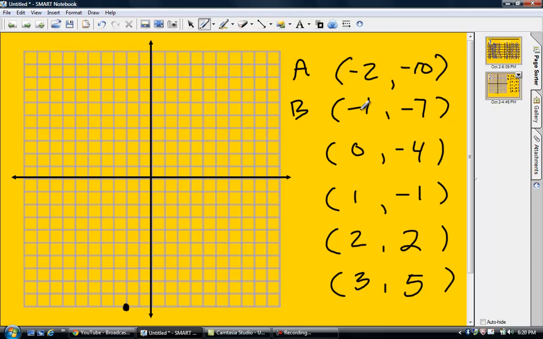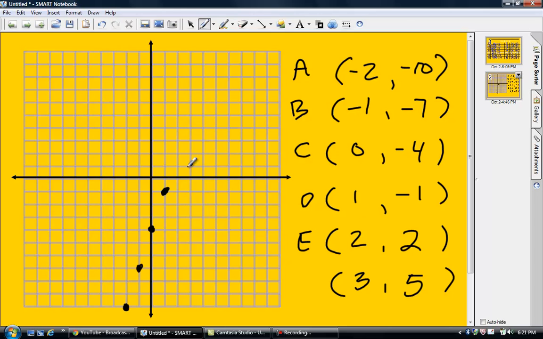Point B, same quadrant. Negative 1, then 1, 2, 3, 4, 5, 6, 7, down to -7. Now, as mentioned earlier, we have that y-intercept, because our point lands on the y-axis. 1, 2, 3, 4. And now we're going to go over to quadrant 4 for a bit, and we go 1 for our x, down 1. That's point D.